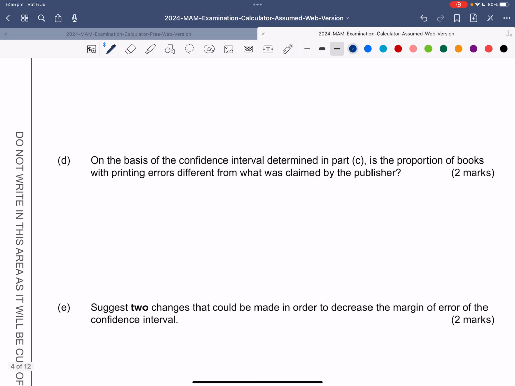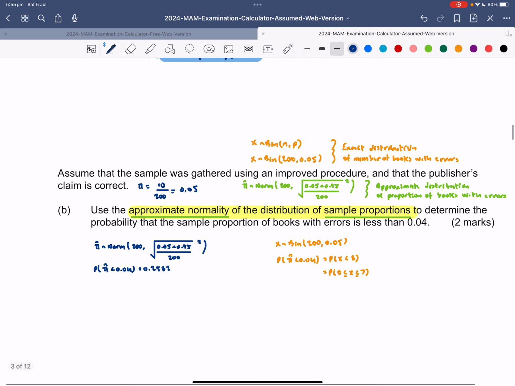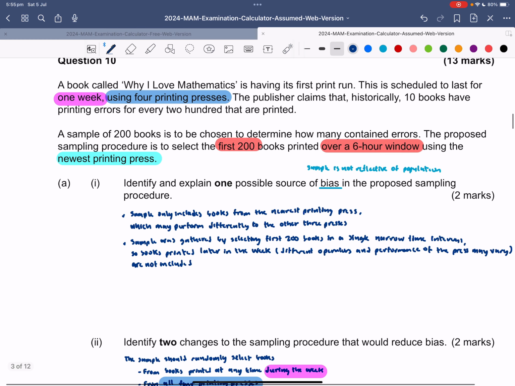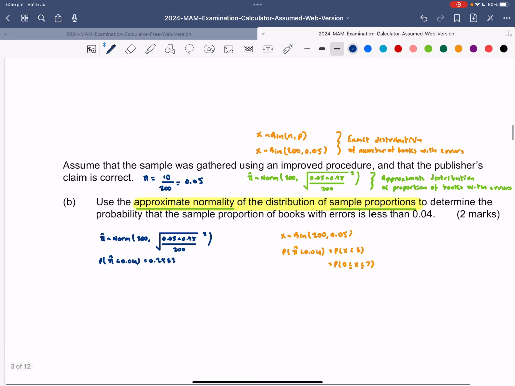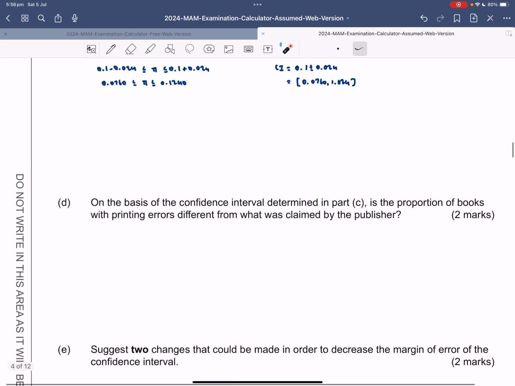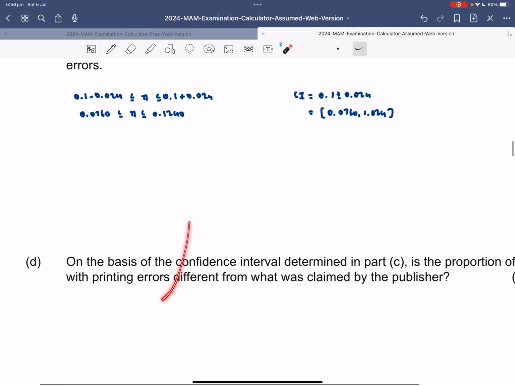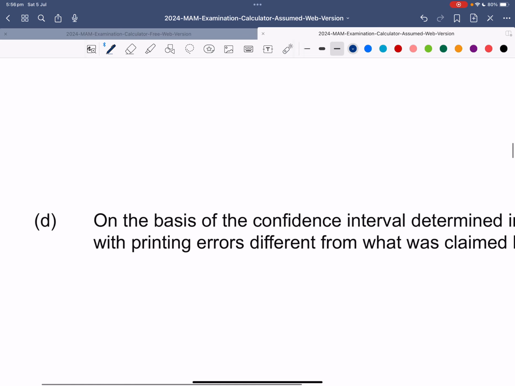On the basis of the confidence interval in part C, is the proportion of books with printing errors different to what was claimed by the publisher? Alrighty. Well, what was the confidence interval we created? The publishers claimed that the population proportion of errors was 0.05. Now, does 0.05 lie within here? No, it does not. So we can explain that.